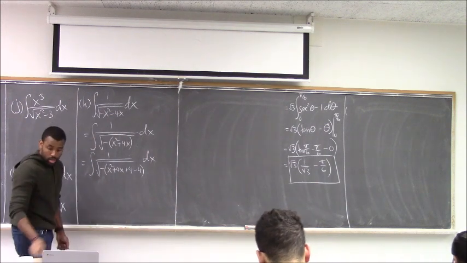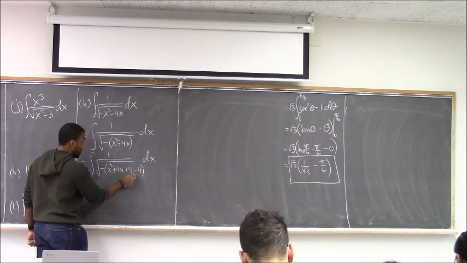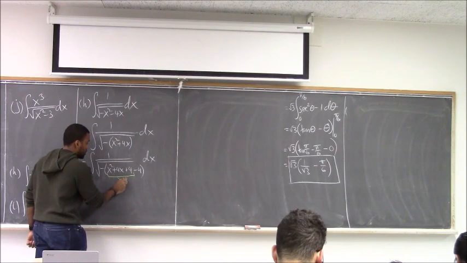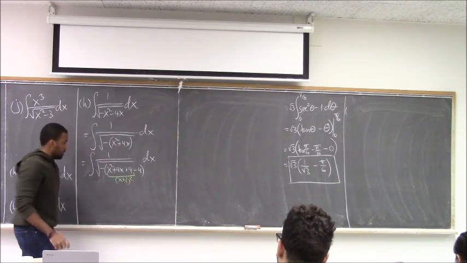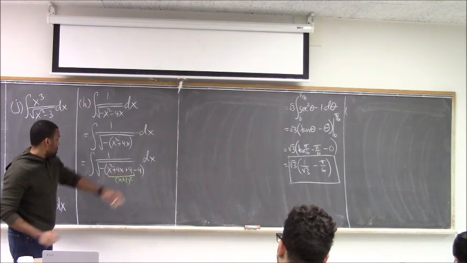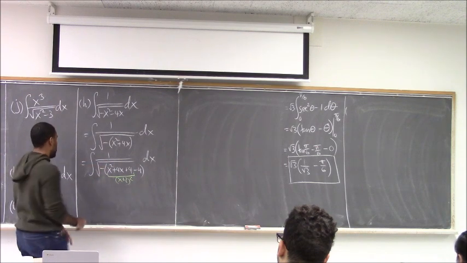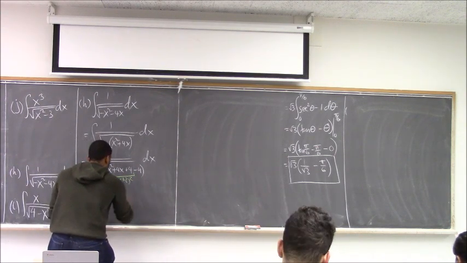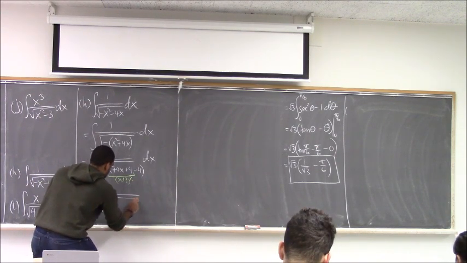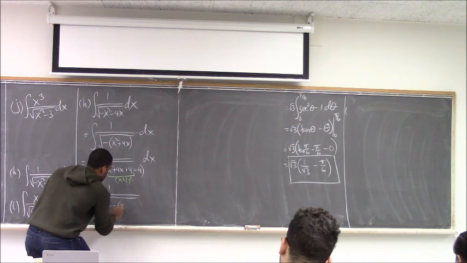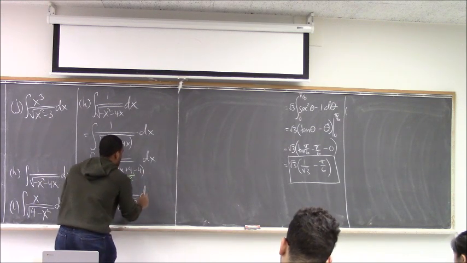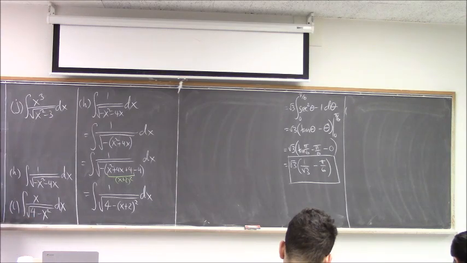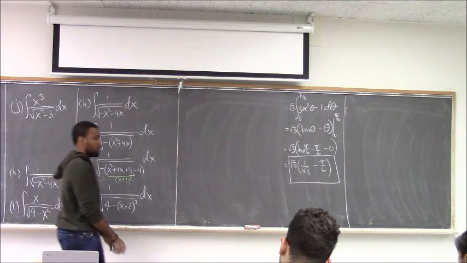This part here is your complete square. Let's say x plus 2 all squared. And then minus 4, but then you distribute the negative. And so your integral is going to look like the square root of positive 4 minus x plus 2 squared. And how do we deal with that one?